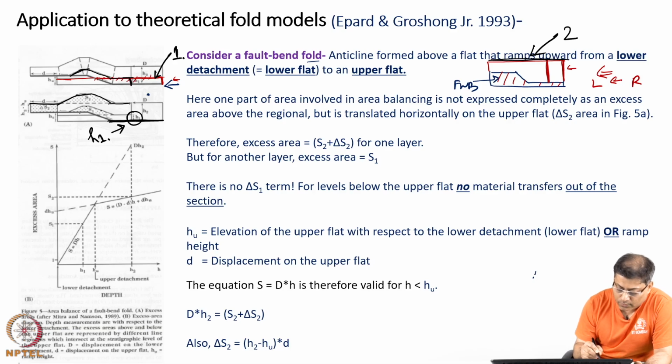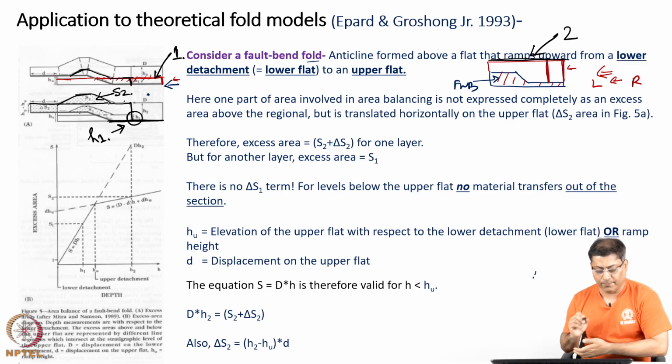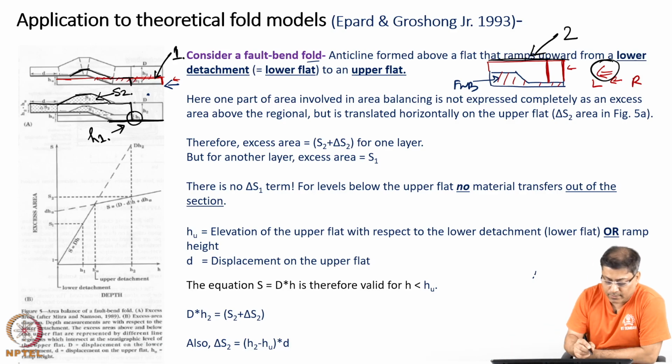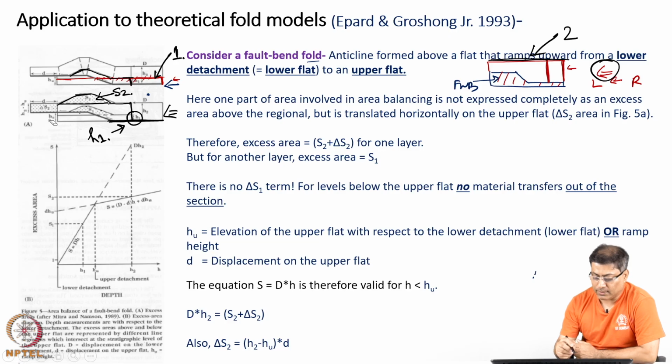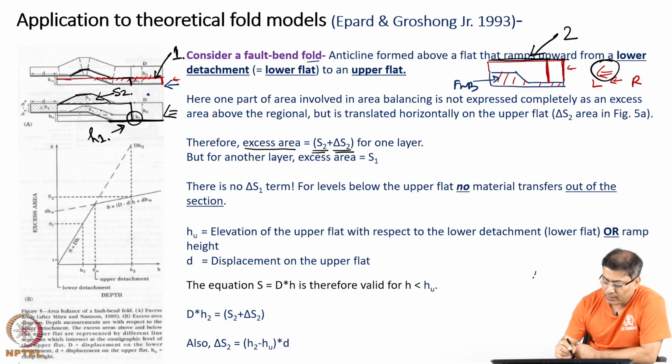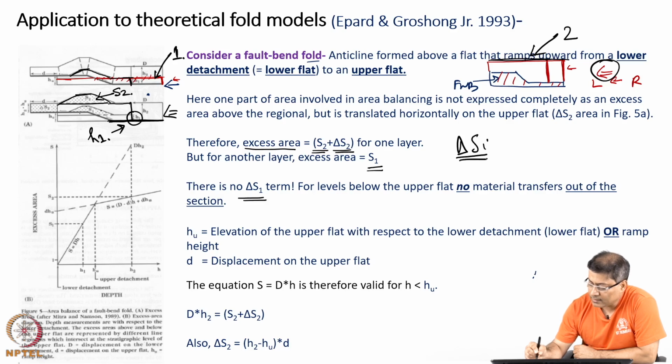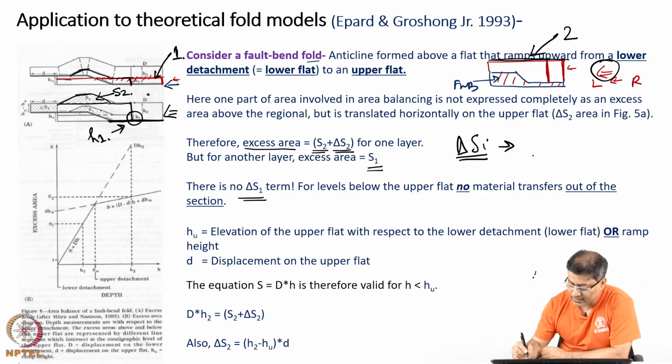If I draw this line here and draw a line there, this forms a trapezoid and the excess area is S2, but this is not the entire story. As this push happened, some material also went outside the area of consideration, and we can call it as the delta S2 area. So the excess area for layer 2 is not just S2 but S2 plus delta S2. But for layer 1, excess area was S1, there was no delta S1 term involved. Here we mean delta Si is the area that goes out of the section.